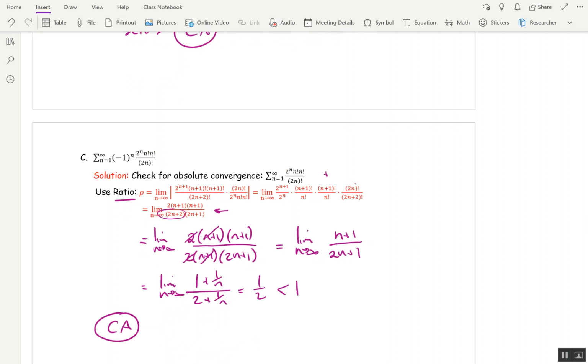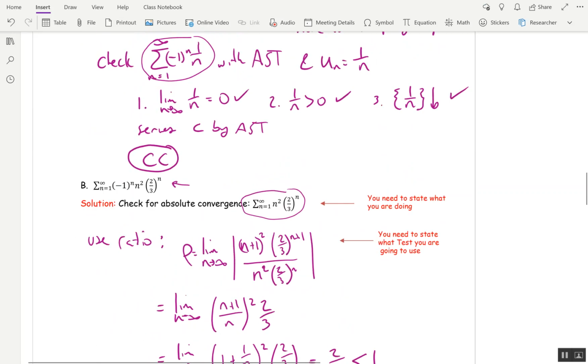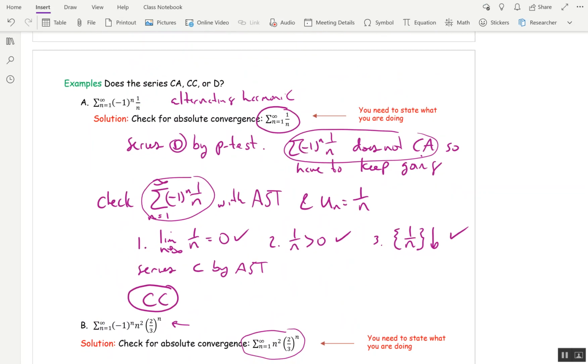Okay, so let me recap. The 3 cases are, you're going to get converges absolutely, that's the shortest. If you don't have absolute convergence, like example A, you need to check for conditional convergence. So after checking for absolute, you need to use the AST and check to see if that converges. If it does, we call that conditional convergence. And then if nothing converges, we just call that divergence.